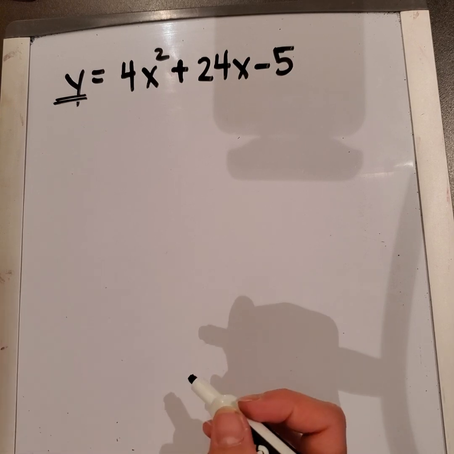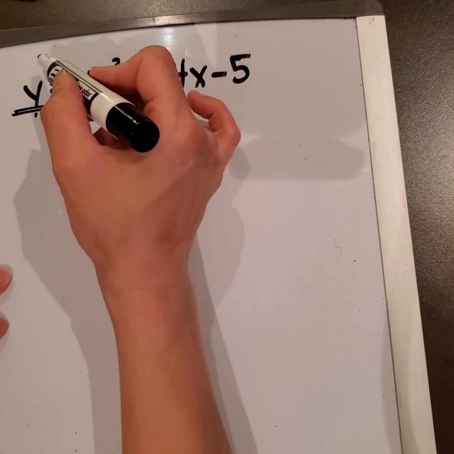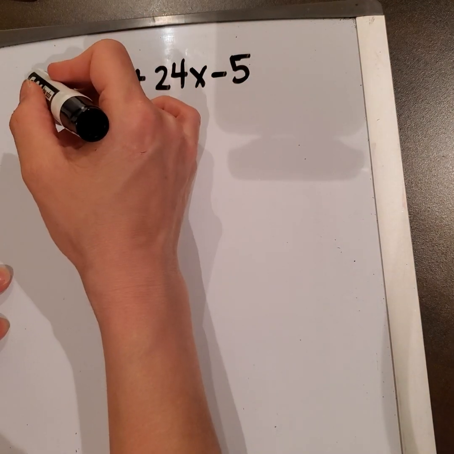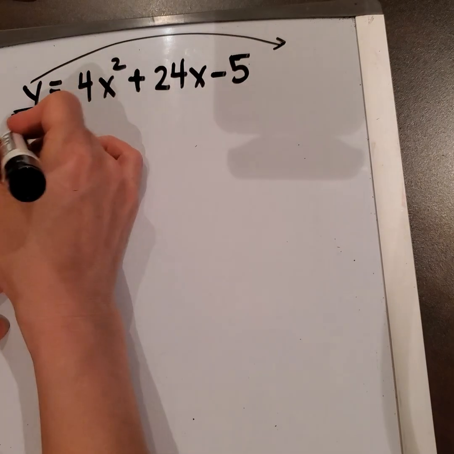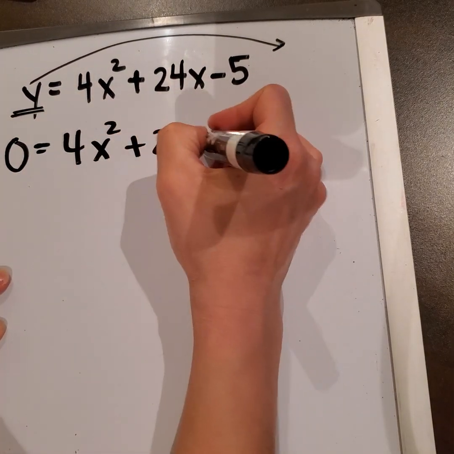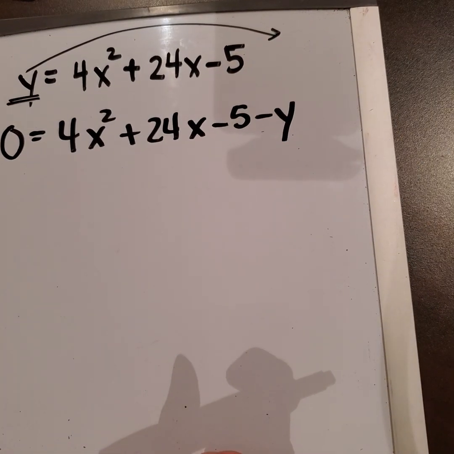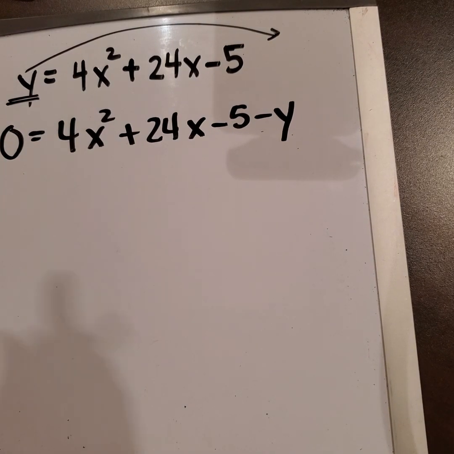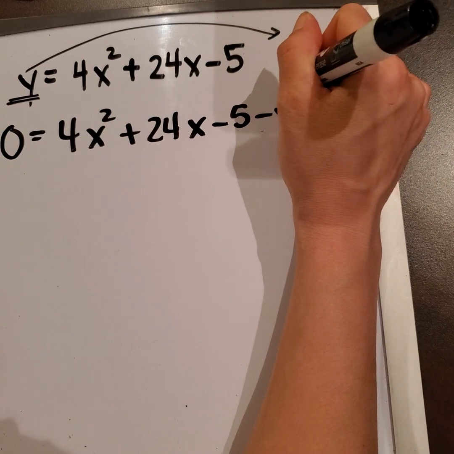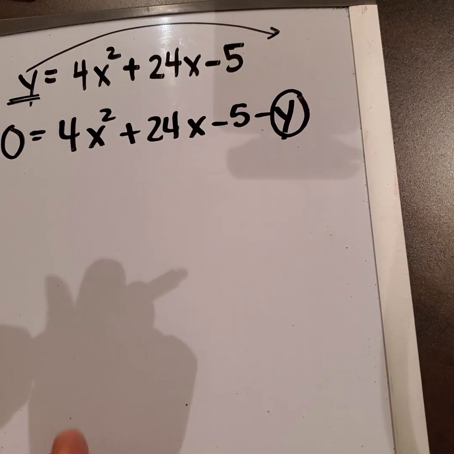Okay, and so again, this doesn't look like an equation right now, it looks like a relation. We're going to go ahead and make this equal to 0 by bringing this guy over. So we have 0 is equal to 4x squared plus 24x minus 5 minus y. Okay, and so what they're saying is, here's a quadratic equation, it's going to have no solutions, and so we have to solve for the value of y that will make that true. Again, in the spirit of the lesson, we're talking about finding the discriminant.